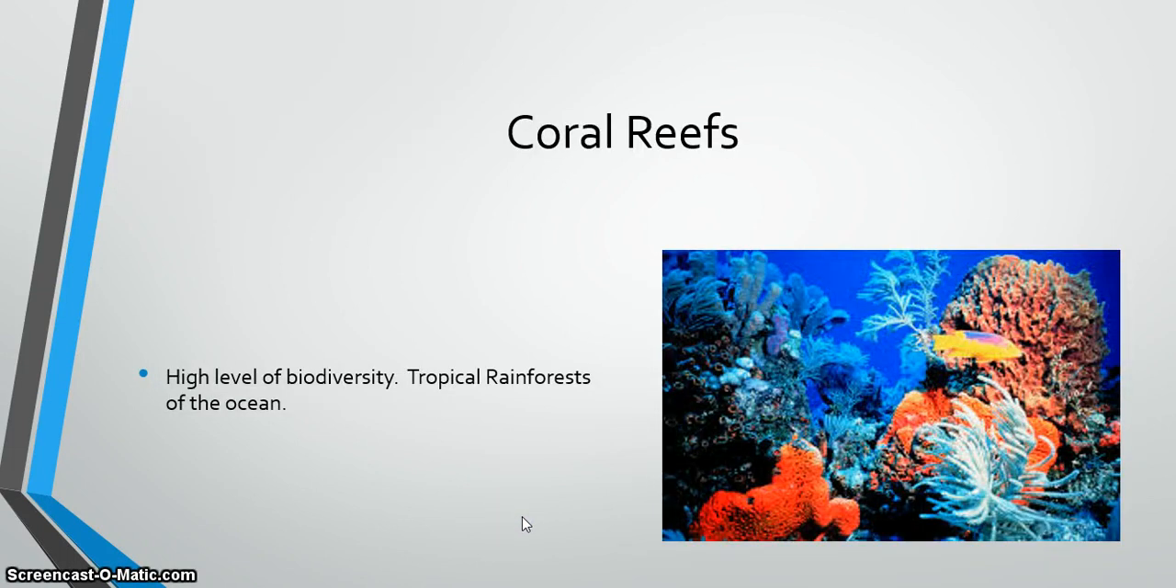Another type of marine ecosystem are coral reefs. And coral reefs are like the tropical rainforest of the ocean. Very high levels of biodiversity, worth studying, may have the potential for producing pharmaceuticals to cure AIDS, to cure cancer. But we haven't had the opportunity to study all of these different types of living things that live in coral reefs.